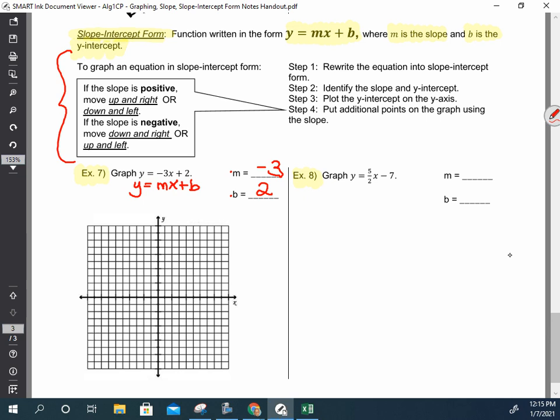So the slope, you should always make the slope a fraction. So how do I make -3 a fraction? Put a 1 over there. There you go. So -3 over 1. That's going to help us when we start graphing.